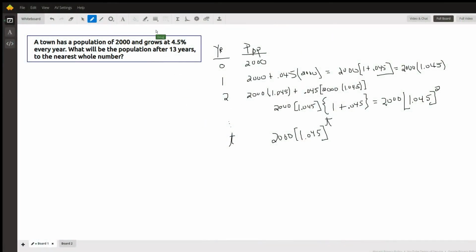Okay, you've got a town with a population of 2,000 people and it grows by 4.5% every year. What will the population be after 13 years? Now, all this stuff over here to the right shows you how you might do it by brute force manual calculation. So after year zero, there's 2,000 people.